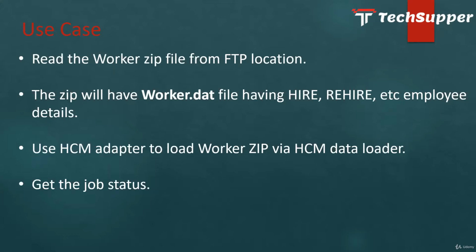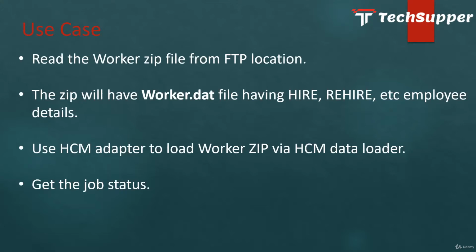This zip file will have the .dat file with a name like worker.dat, worker123 or anything. This dat file will have the employee records, and the employees can be hired, rehired, terminated, or exited. So this file will have different records. On my FTP location, I have a .zip file, and under this zip file, I have one dat file.